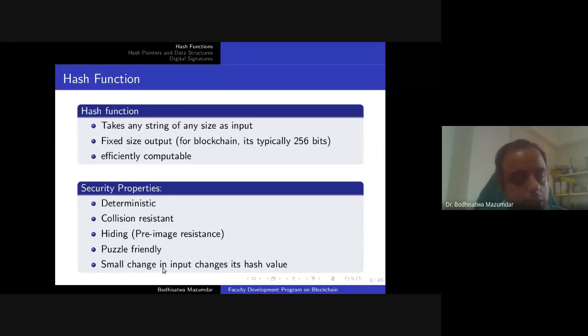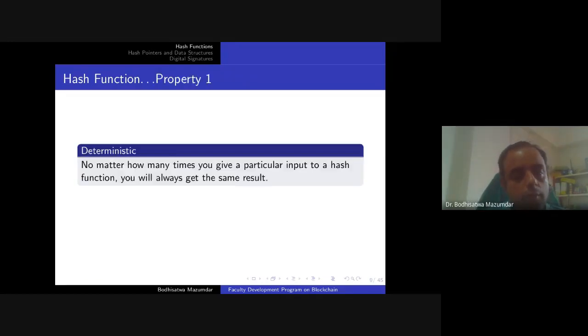if you produce a small change in the input, the output hash value should change randomly. Just by observing the two output values, an attacker should not be able to guess what changes you have made in the input. So this is what is meant by a small change in input changing its hash value. Basically it should almost randomly change the hash value. So just by observing the output, one should not be able to guess what the change in the input was.